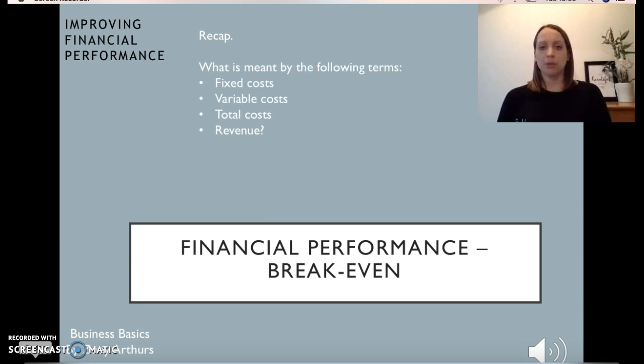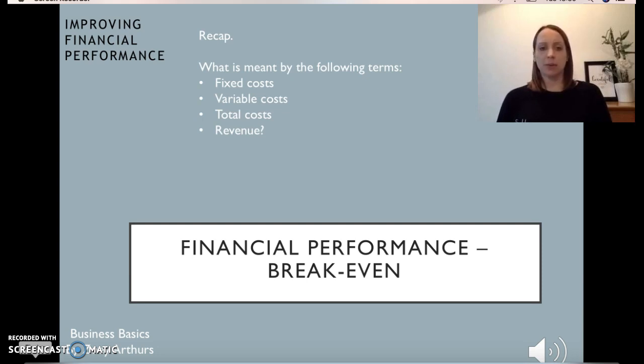Now, your variable costs are almost always linked to your production costs. So if you're making something, then they are always going to be linked to that. Your total costs are calculated by adding your fixed and your variable costs together, and your total costs will give you a really good idea of how much it's costing you to operate as a business.